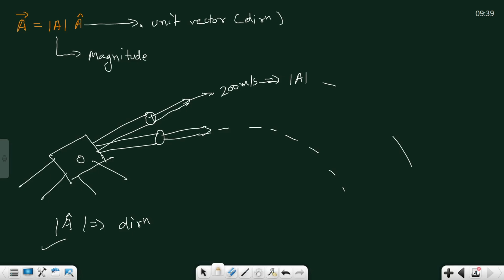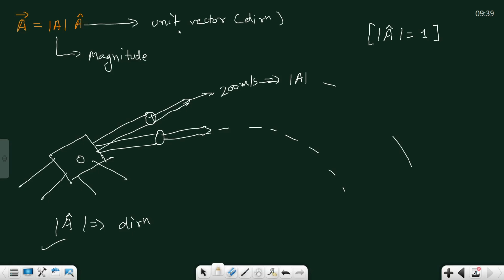And direction vector gives you the direction. Its magnitude is 1. Whenever you calculate the magnitude of a unit vector, it is always 1, because the role of unit vector is just to give the direction, and the role of magnitude is to give the magnitude to the vector. Okay, so a vector will be made up of two things. One is magnitude and another is unit vector. Clear? Is it clear?